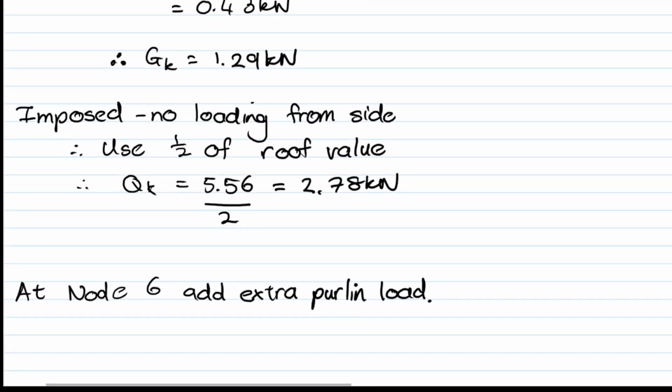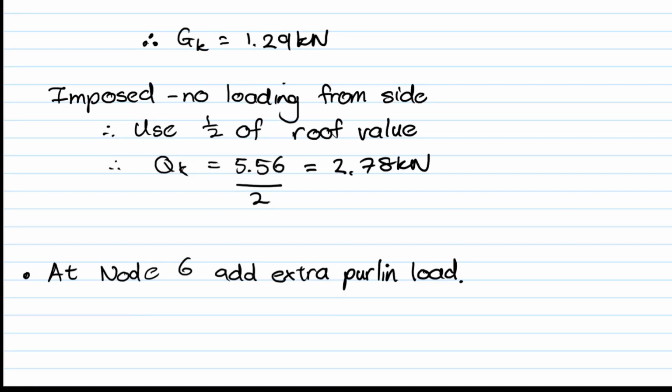Final thing, at node 6, add extra purlin load, because you'll see at the apex there was an extra purlin there. So in our model we would have added the loads from nodes 3 to 9, and then we'd add just an extra 0.25, or whatever the purlin weight was, at node 6.